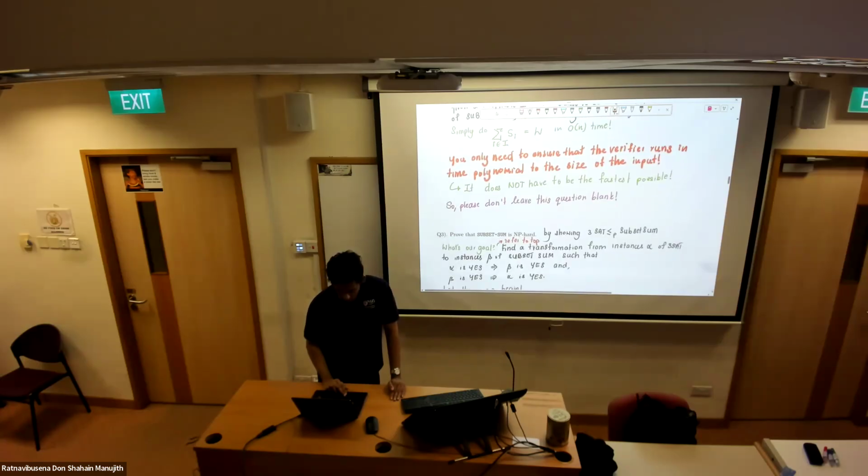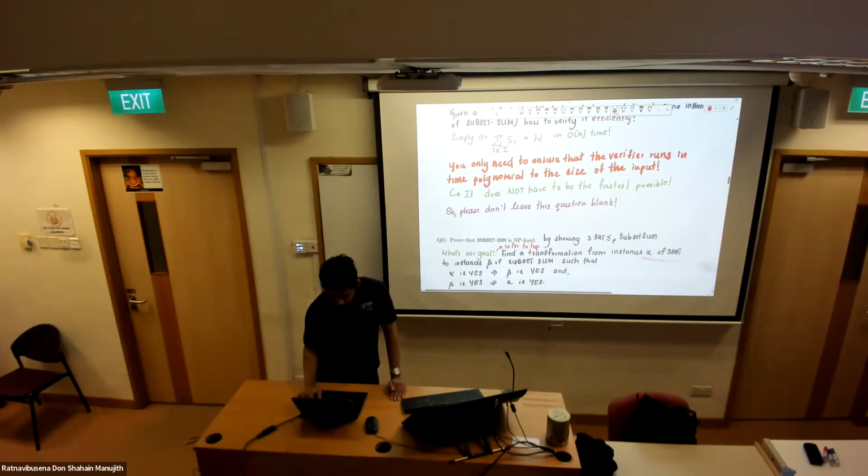What's our goal? We want to find a transformation from instances alpha of 3-SAT to instances beta of subset sum such that if alpha is yes, then beta is yes, and if beta is yes, then alpha is yes. So yes implies yes, both ways.